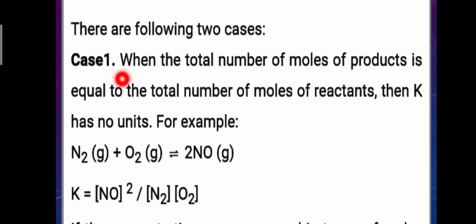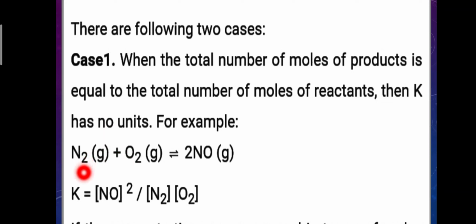Case 1. When the total number of moles of products is equal to the total number of moles of reactants, then K has no units. For example, N2 plus O2 gives 2NO, and in the backward reaction 2NO decomposes to form N2 and O2.